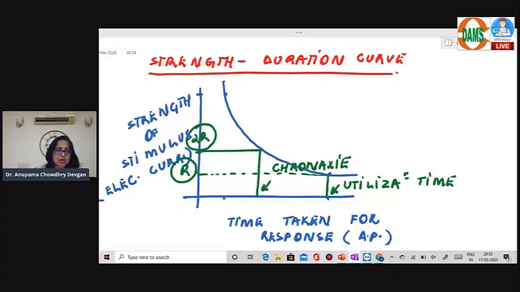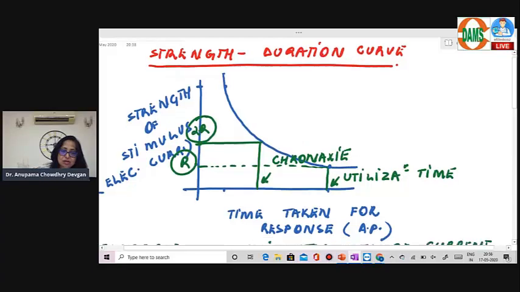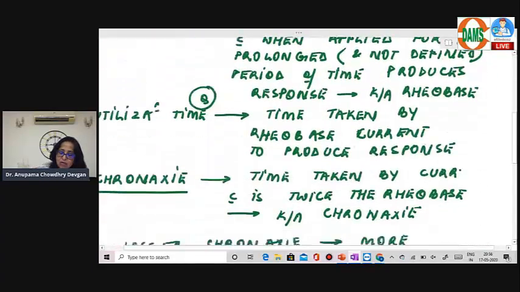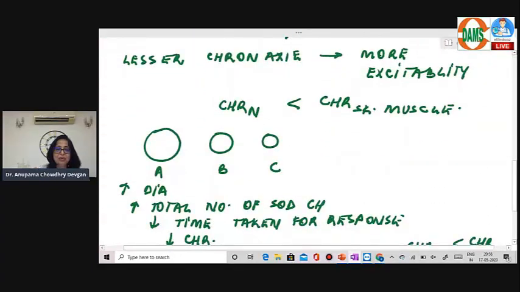So these utilization time and chronaxy are the time taken. Utilization time by a rheobase current, chronaxy by a current which is twice the rheobase. Significance, lesser the chronaxy, more excitable the tissue. Right? Now, out of a nerve and muscle, which one will have a lesser chronaxy? Nerve is obviously more responsive, more excitable as compared to muscle. So chronaxy of nerve is less than the chronaxy of skeletal muscle.